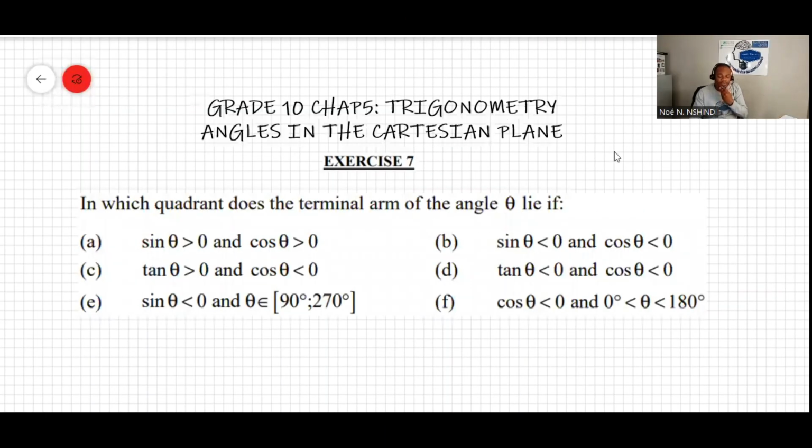Well, now we're going to talk about angles in the Cartesian plane, okay? And then I'm going to do exercise 7. But before we do, let's first talk about the Cartesian plane, okay?